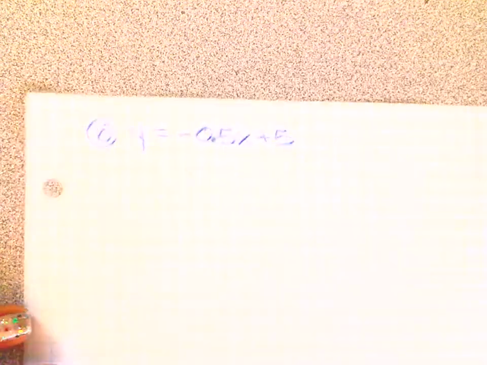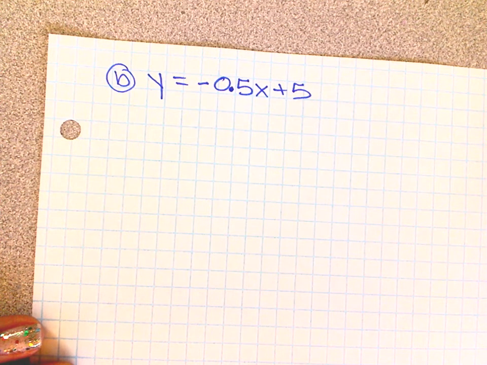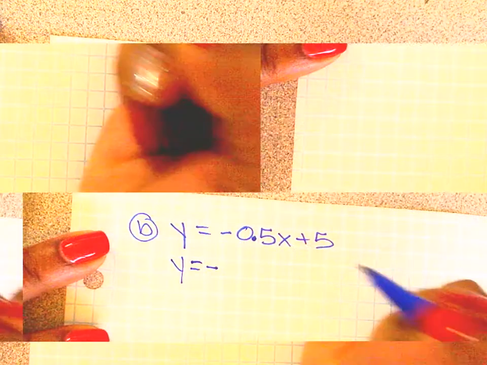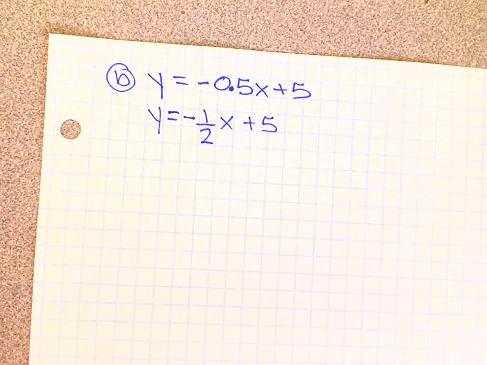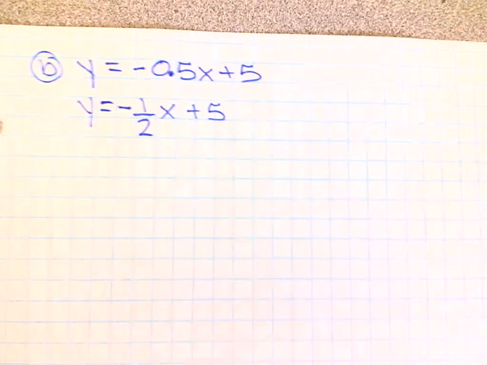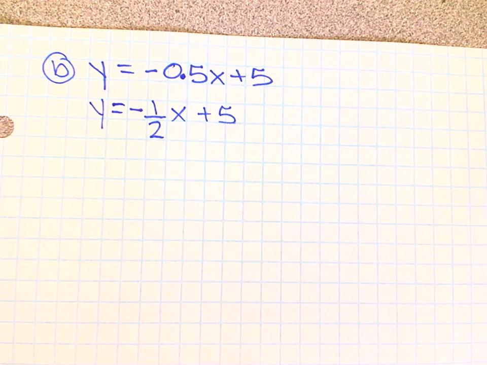Y equals negative 0.5x plus 5. There's a decimal. Do you know what 0.5 means in fractional form? Half, right? So let's rewrite that for ourselves. Y equals negative, what's 0.5? Half. Okay, so negative 1/2 x plus 5. So we just rewrote it with the fraction. If it was 0.75, what's that as a fraction? 3/4. If it was 0.25, what's that as a fraction? 1/4. Okay, so we know how to do that.